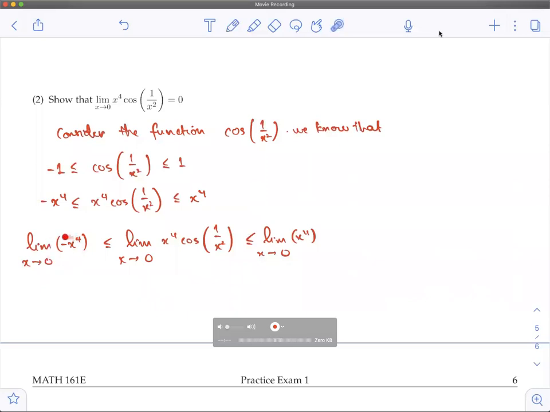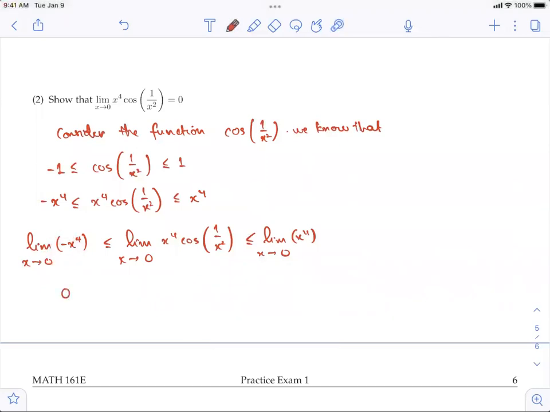Now, by direct substitution, this limit is equal to 0. And the limit for the middle function remains the same here. And the limit of this function x to the 4th, again by direct substitution, also gives you 0. Now, at this point, you conclude the problem by saying that by the squeeze theorem, the limit of the function x to the 4th times cosine of 1 over x squared as x approaches 0 is equal to 0.